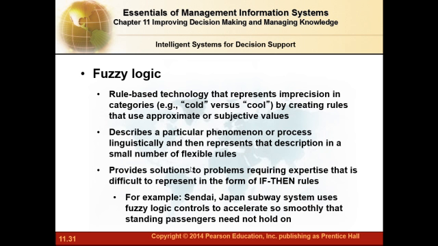The third type of intelligent technique is fuzzy logic. Fuzzy logic is a rule-based technology that represents imprecision in categories, for example, cool versus cold, by creating rules that use approximate or subjective values.